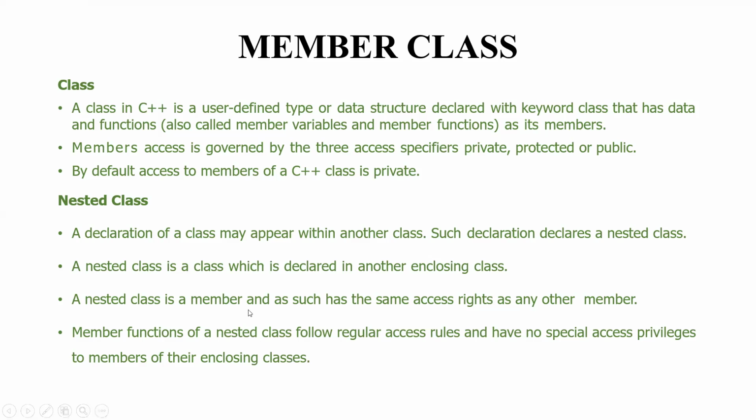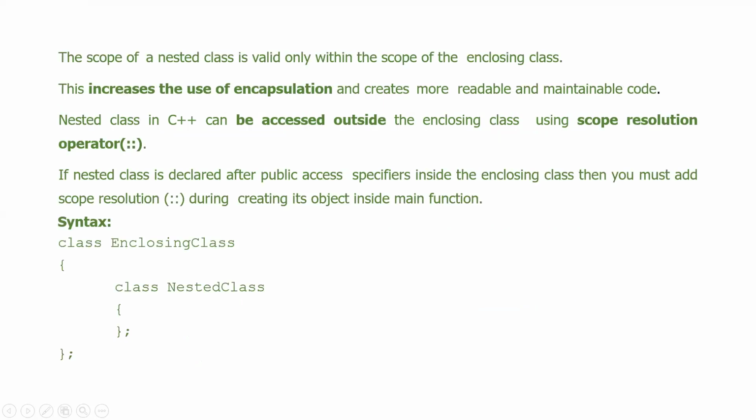Member functions of a nested class follow regular access rules and have no special access privileges to members of their enclosing class. So the outer class can access the inner class. The inner class will not have the permission to access the outer class.